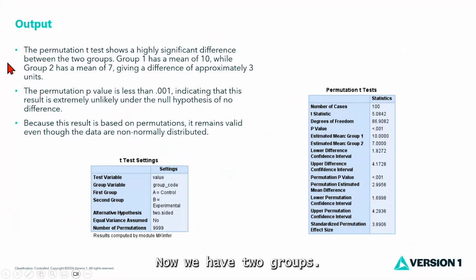Now, we have two groups. Group 1 has a mean of 10. Group 2 has a mean of 7, so the difference is 3. We can look at the permutation p-value. It is significant. And this indicates that this result is extremely unlikely under the null hypothesis of no difference. Because this result is based on permutations, it remains valid, even though the data are not normally distributed.